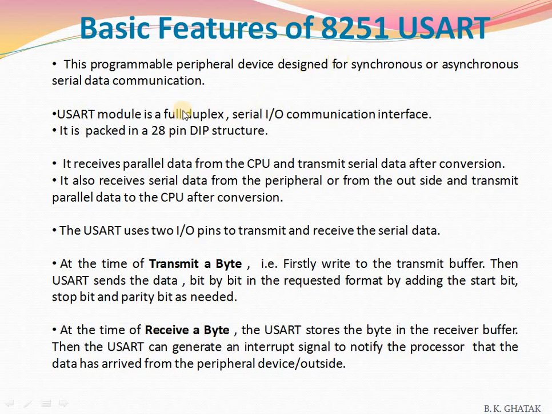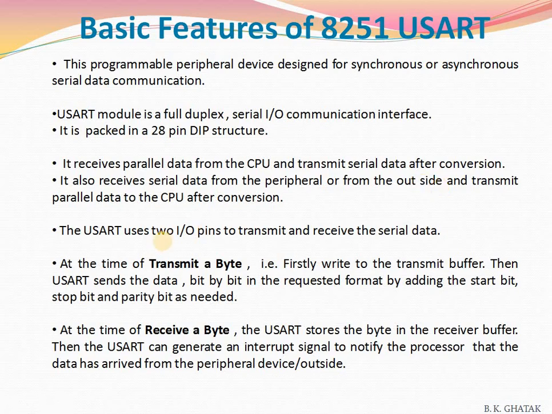Basically 8251 is a 28 pin DIP structure. The full form of DIP is dual inline package. That means on both sides it has 14 pins. So it can receive parallel data from the CPU and transmit serial data after conversion. It can also receive serial data from the peripherals or from the outside and transmit the parallel data to the CPU after conversion.